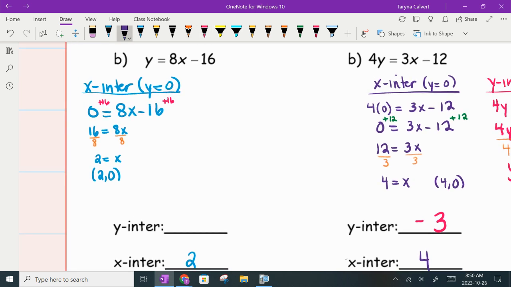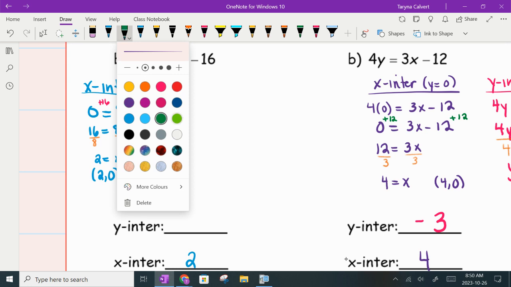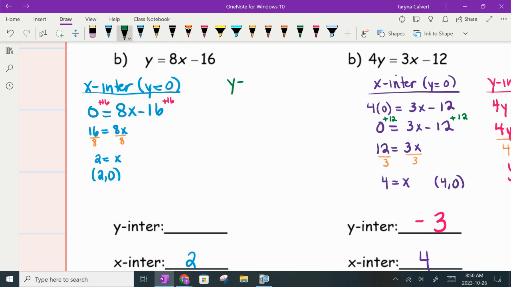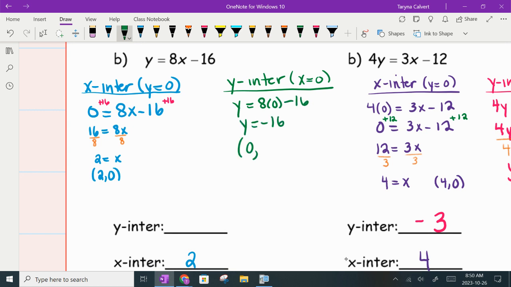And you guys know, and I know that you know, that y-intercept is negative 16. But I'm still going to show my work. So negative 16. Okay.